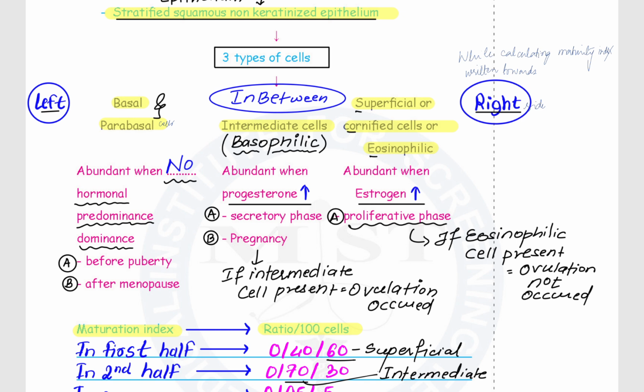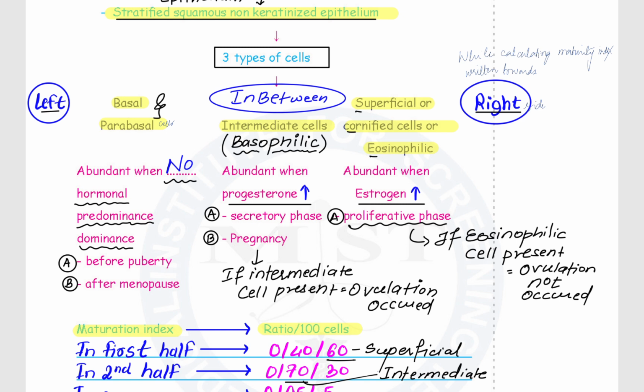So in normal condition, when there is no hormonal predominance, before puberty and after menopause. These are the two situations where you will have no hormonal predominance. It's not like you have estrogen more or progesterone more. Before menarche, after menopause, at that time we'll find basal and parabasal cells.